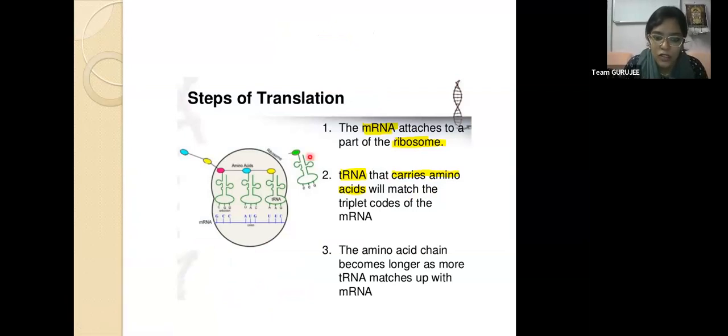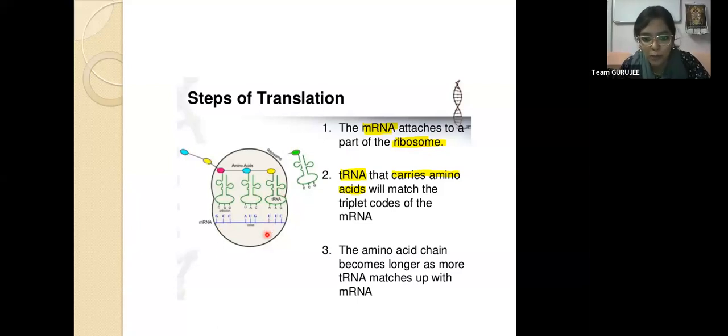Okay, so these color balls are amino acids. The mRNA is first attached to the part of the ribosome. So which is the mRNA here? This part is mRNA, which is formed from DNA. So the mRNA was attached to the ribosome.